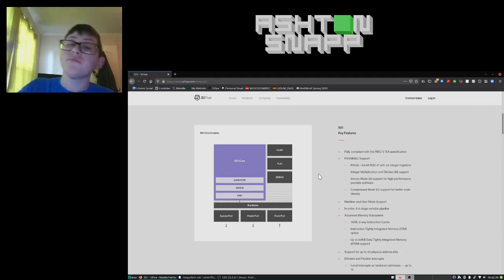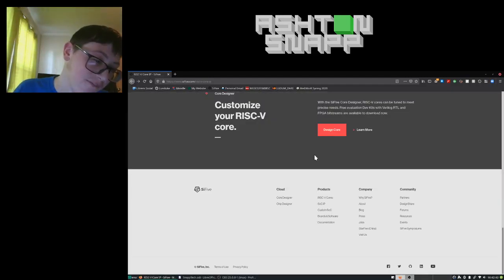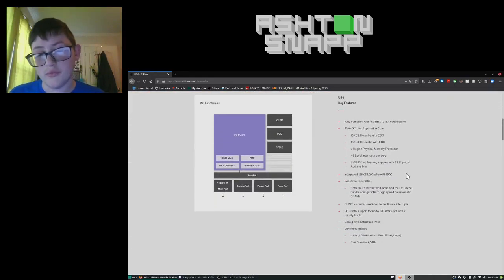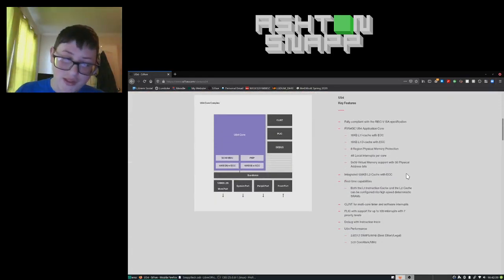But on the U54, this is RV64GC. Now what's that G? G is IMA, it's IMAF, because now it has floating point.